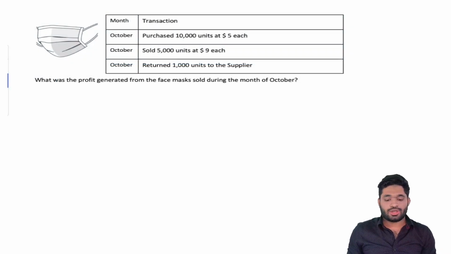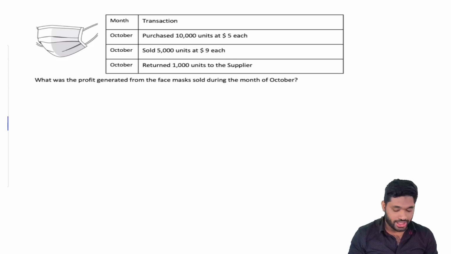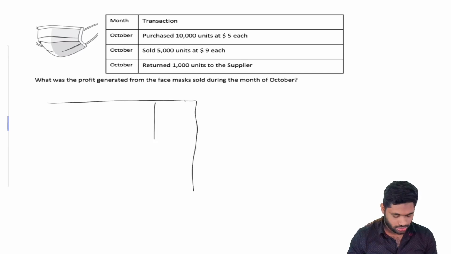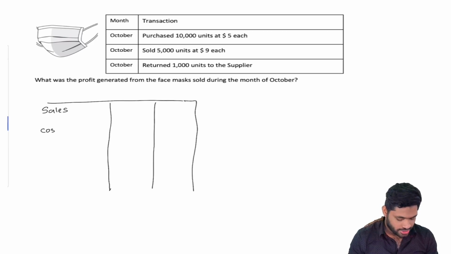So you are required to calculate the trading profit or the gross profit. For this, we'll be using the trading account. So you will have your sales. There are no sales returns here, so you need not record it. Then you have your cost of sales. From your sales, when you remove your cost of sales, you will arrive at the gross profit.